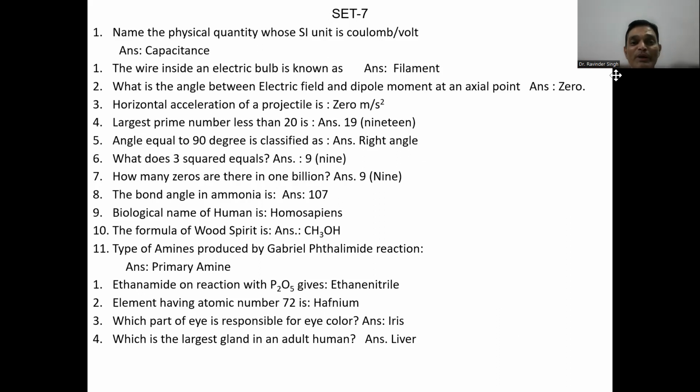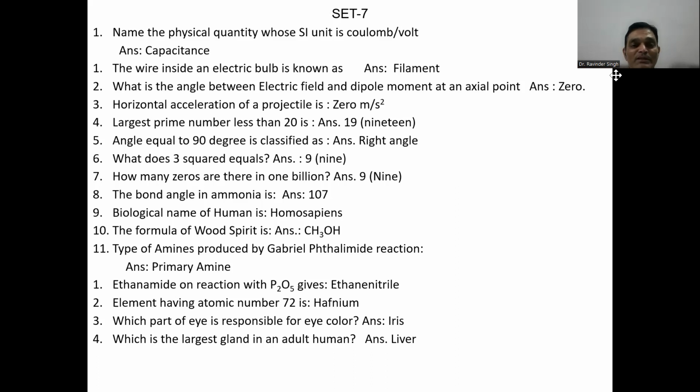Angle equal to 90 degrees is classified as a right angle. What does 3 squared equal? Answer is 9. How many zeros are there in 1 billion? Answer is 9. The bond angle in ammonia is 107 degrees. The biological name of the human is Homo sapiens. The formula of wood spirit is CH3OH.